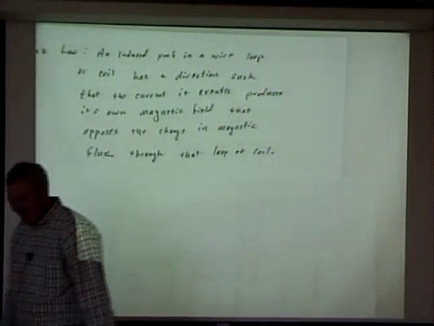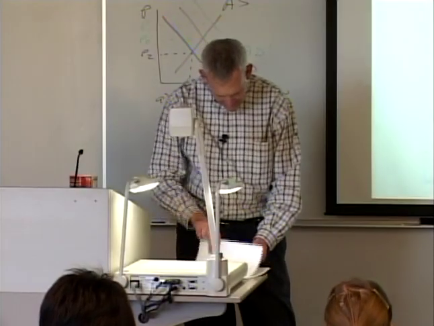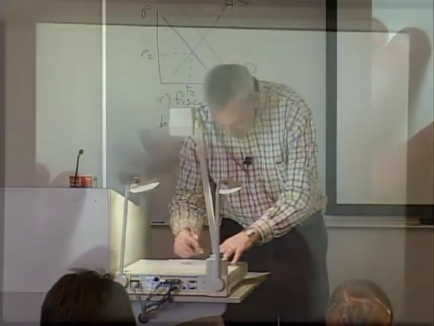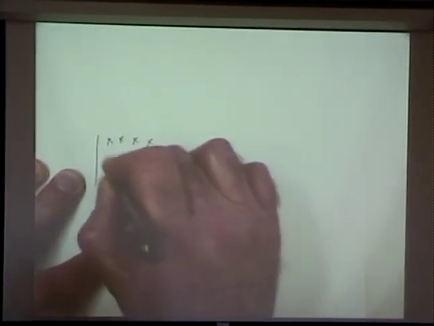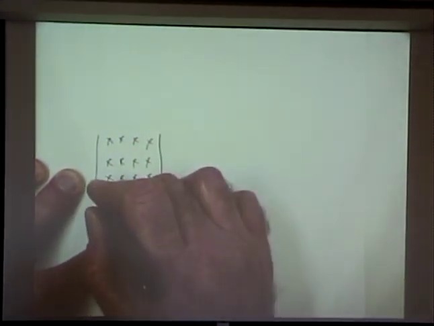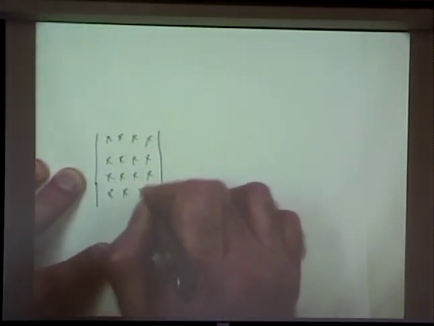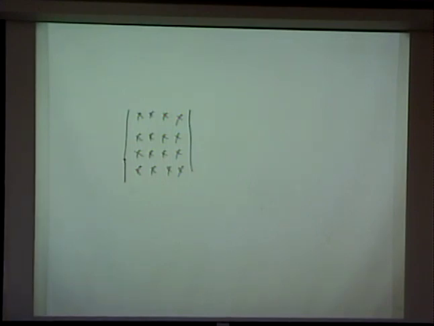All right. So now, let's see how well we understand this. Here we go. This is one of my favorite little exercises. There's my uniform magnetic field. Which way is it going? Into the board. So I've got a B field going into the board.